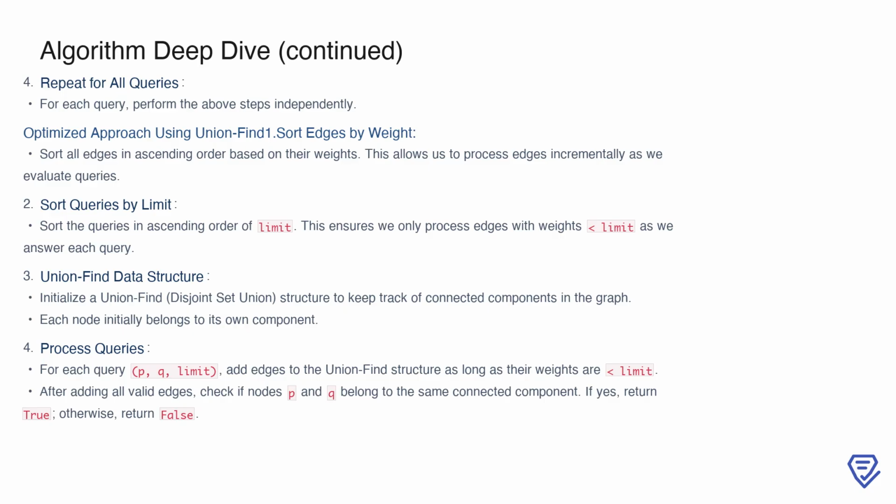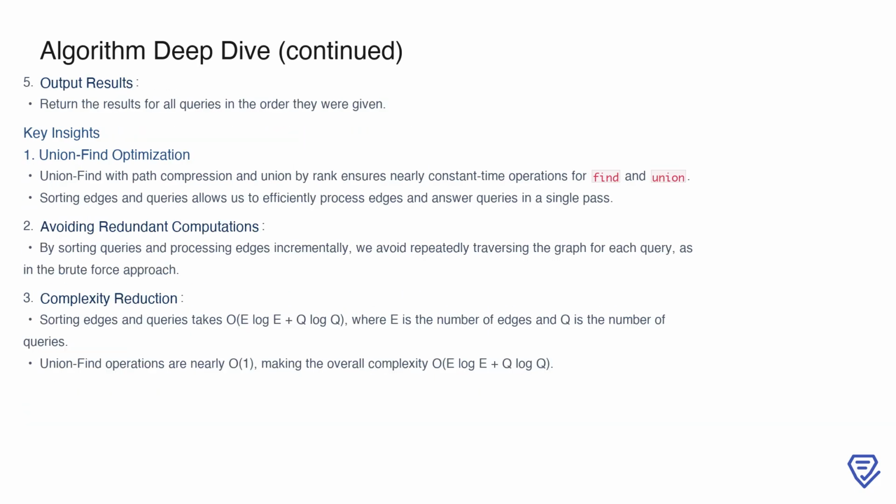With our data prepared, we initialize a union-find data structure to manage connected components in the graph. Each node starts as its own component. Then, for each query, we add edges to the union-find structure as long as their weights are less than the query's limit. After processing the valid edges, we use the union-find structure to check if nodes P and Q belong to the same connected component. If they do, we return true, otherwise, we return false. By combining sorted edges, sorted queries, and the efficient union-find operations, we can significantly reduce redundant computations. Once we've processed all the queries, we return the results in the order they were given.